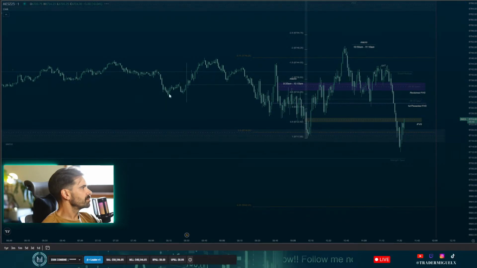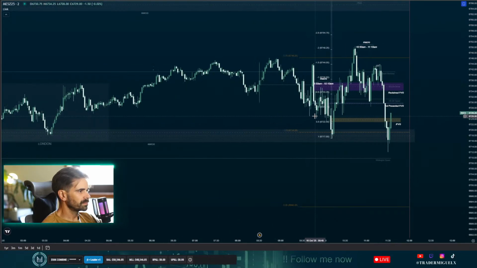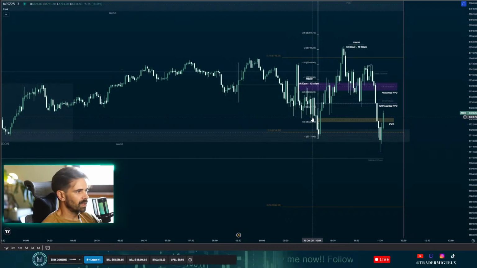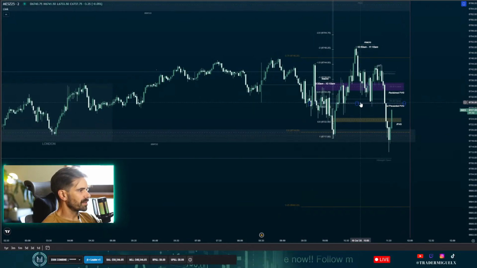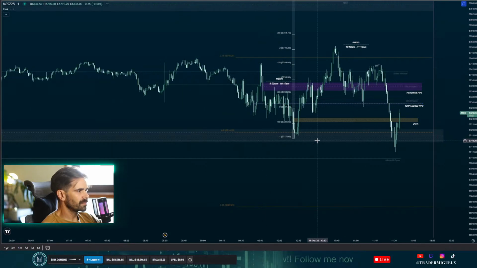Let me just move to the 2 minutes. Yeah, price really coming with some strength to the upside, almost reaching for the first presented fair value gap. This might be a mitigation block here, so we might see price coming around here and trying to just mitigate those who put their stop below.